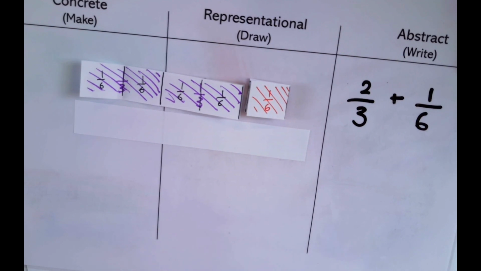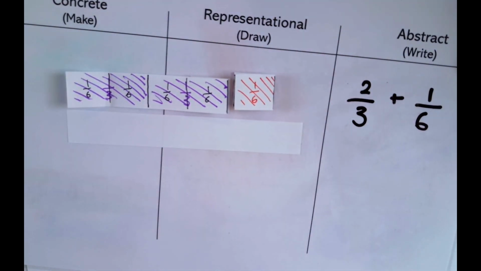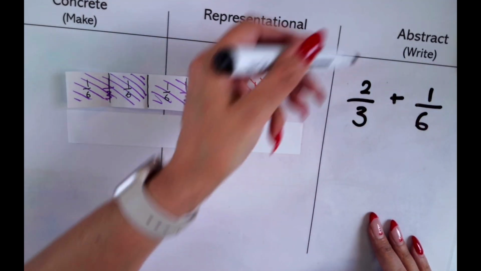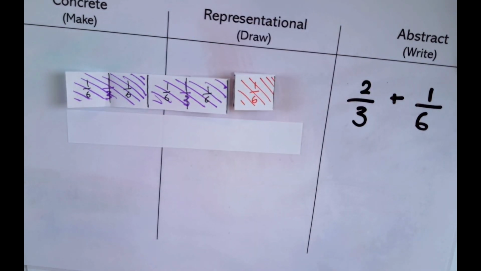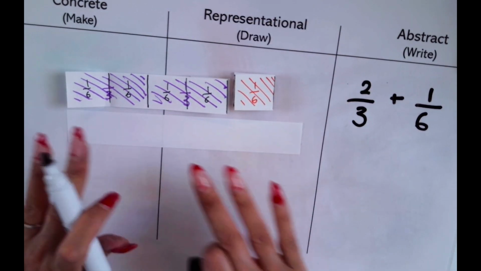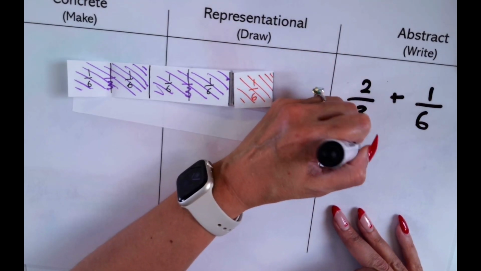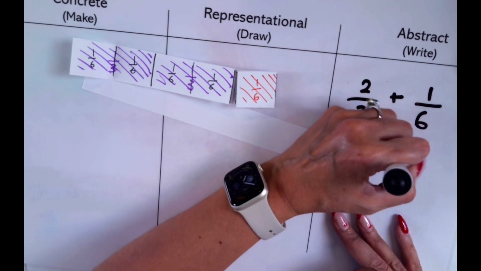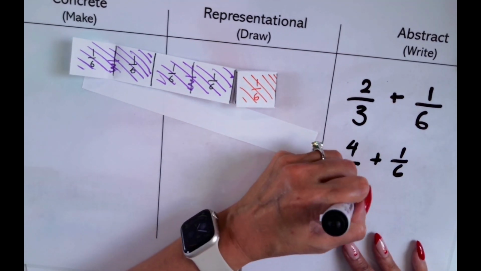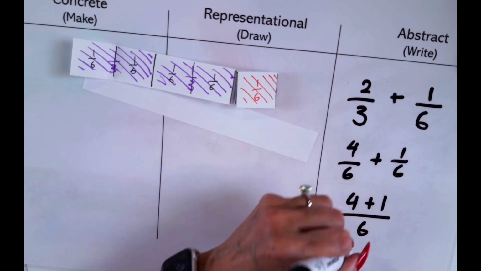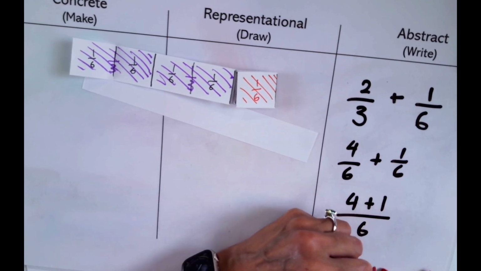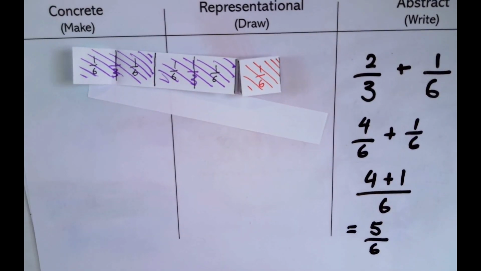So really, when you're working with adding fractions that have got different denominators, what you want to get the students to understand is that I can change one or both of the fractions and make the parts the same. And this is the reason why: it's very hard to add two fraction parts when they're different sizes. So now I've changed this to 4/6. I've added 1/6, so common denominators. 4 plus 1 equals 5/6. And there you go.